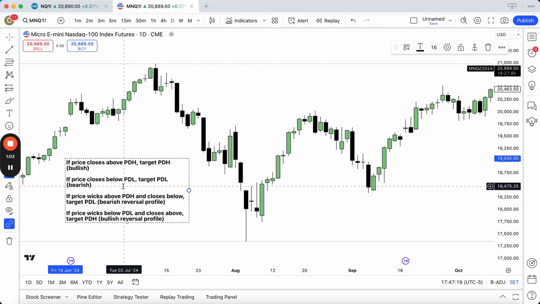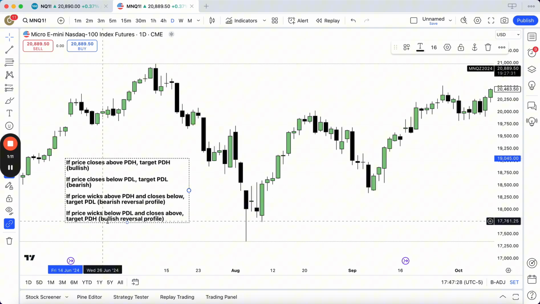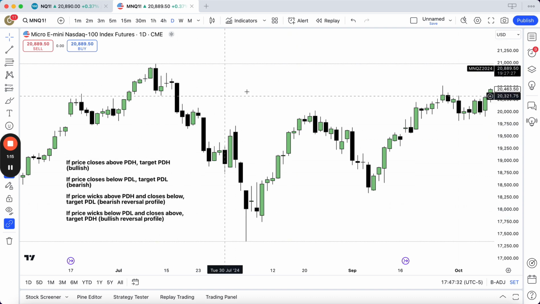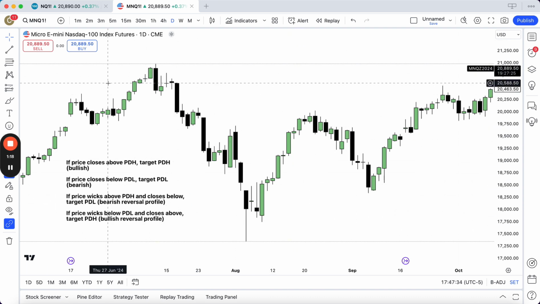If price wicks above previous day high and closes below, target previous day low, that is a bearish reversal profile. And if price wicks below previous day low and closes above, target previous day high, that is a bullish reversal profile. So I am on the daily time frame here. This all is on the daily time frame. Let me just show you what I'm talking about.